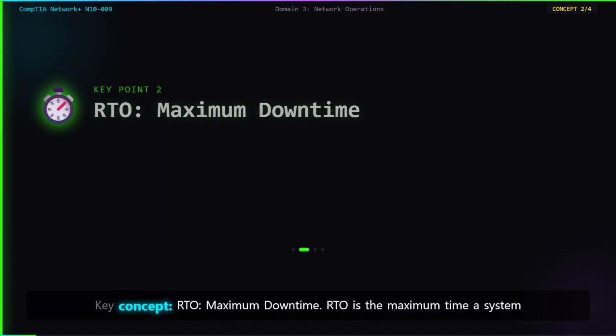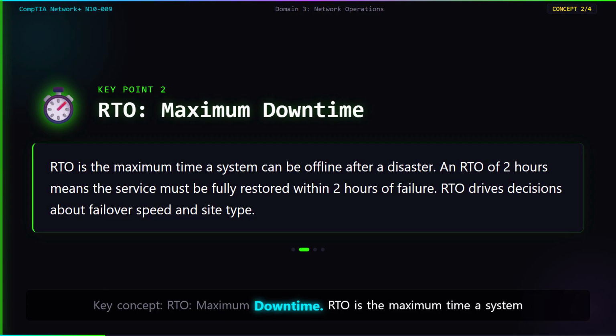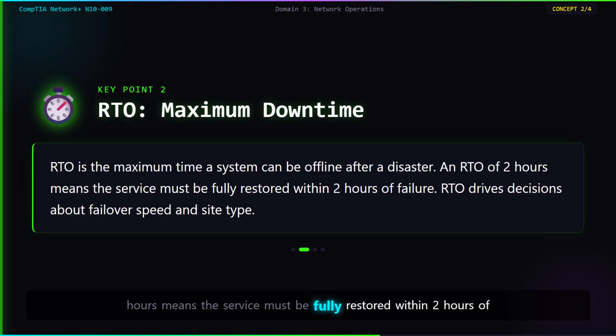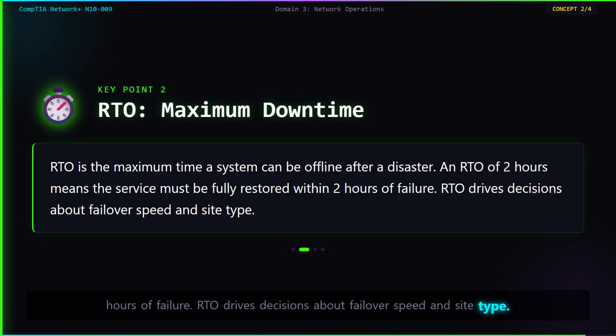Key concept: RTO, maximum downtime. RTO is the maximum time a system can be offline after a disaster. An RTO of 2 hours means the service must be fully restored within 2 hours of failure. RTO drives decisions about failover speed and site type.